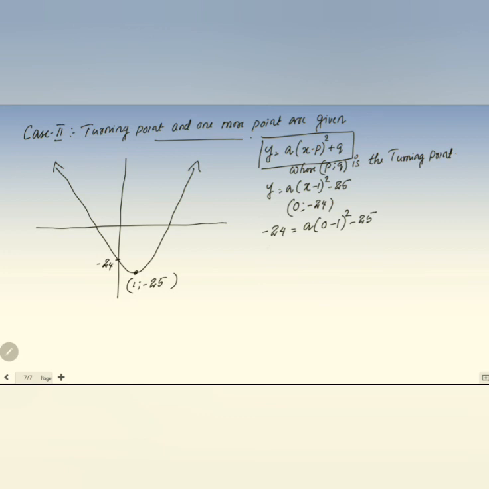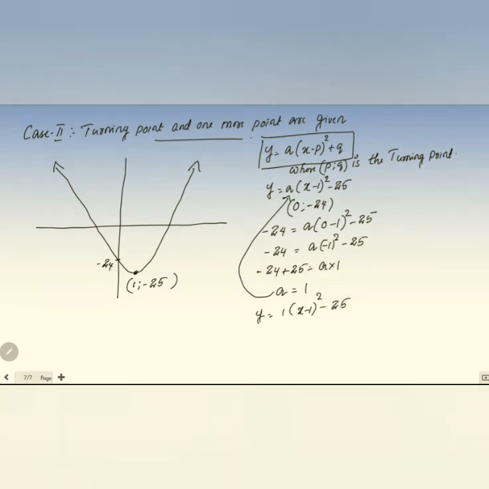Is that clear? That is -24 is equal to a times (-1) all square minus 25. Let me send -25 to this side, that is -24 plus 25 is equal to a times 1, right? Therefore, a is equal to -24 plus 25, which is 1. See, we got the value of a. Now you have to go back here and substitute a there. That is y is equal to, a is 1, times (x - 1) all square.